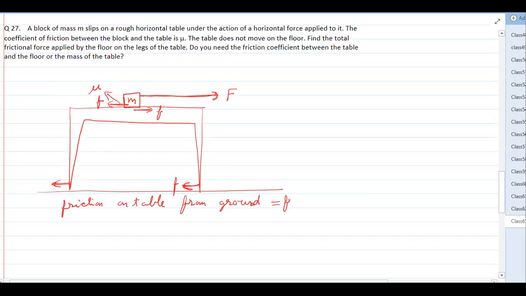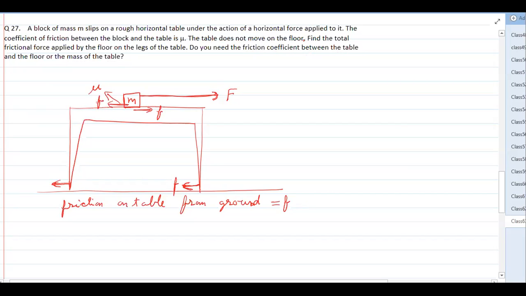Now, the legs of the table, that we have found. Now it says, do you need the friction coefficient between the table and the floor or the mass of the table? So we are directly writing this F. We do not need the friction coefficient of the table and the floor, and we do not need the mass of the table. So why do we not need it? Because it is given in the question that the table does not move on the floor.